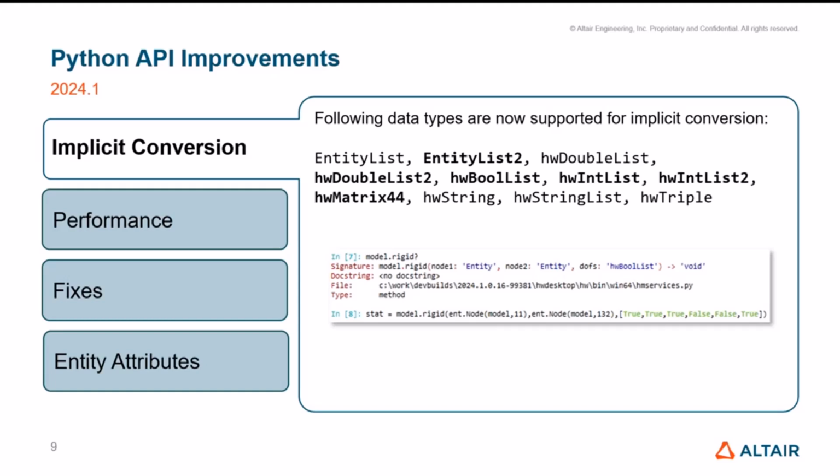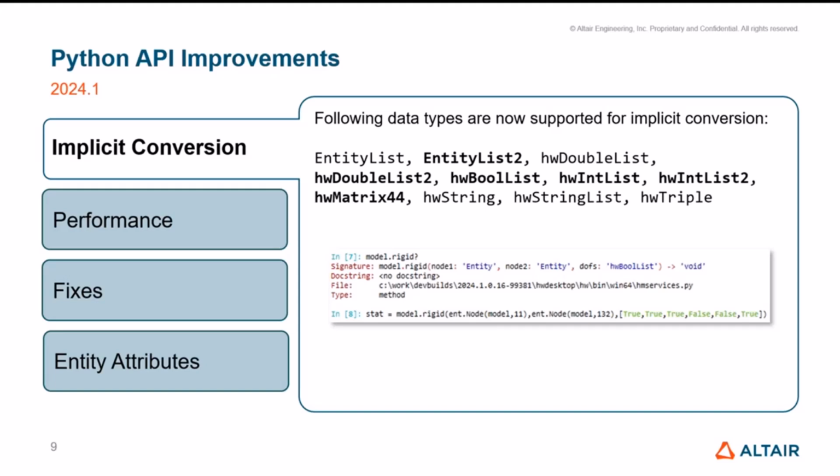So this is what we do in the background. Although the command wants a HW bool list, as a user, you can treat it as a simple Python list of Boolean values, and we do the conversion behind the scenes for you. So this has a big implication on the usability of the API.